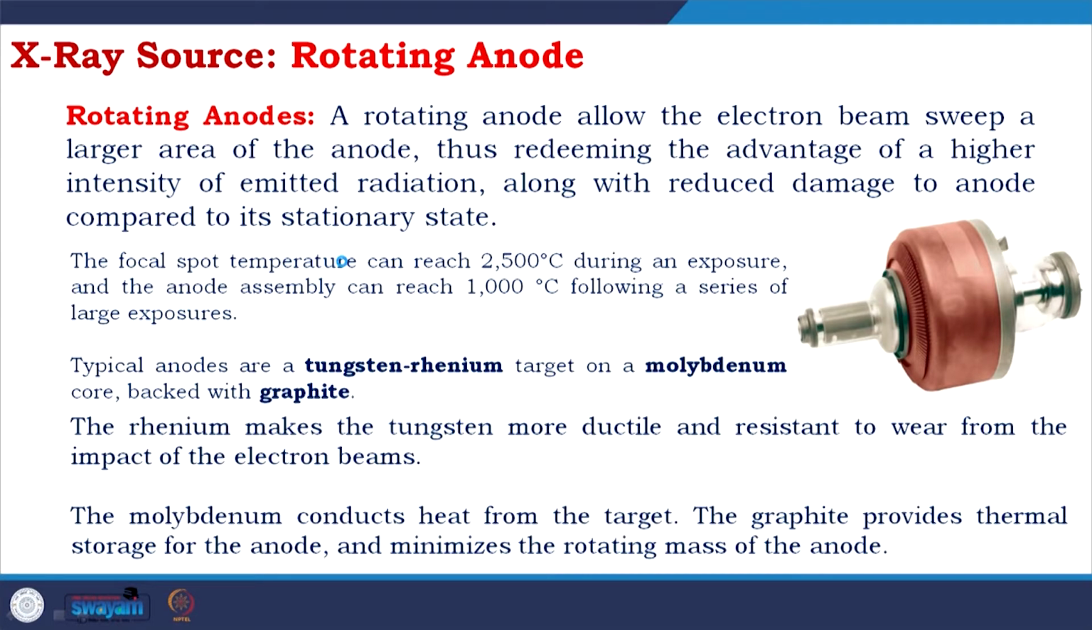And then the molybdenum conducts heat from the target. The graphite provides thermal storage for the anode and minimizes the rotating mass of the anode. These rotating anodes are still used, and they are used very comfortably for home sources.